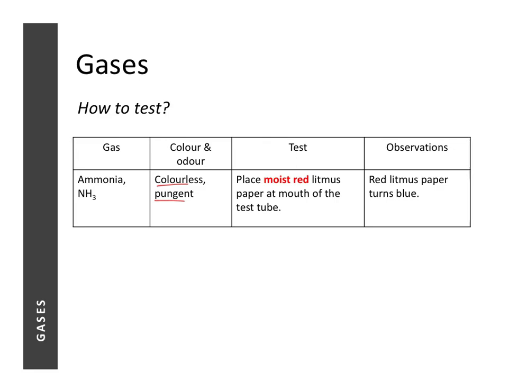We put a piece of moist red litmus paper at the mouth of the test tube, and then the red litmus paper will turn blue. Now, why would we need to moisten the litmus paper? If you can recall in the topic of acids and bases, for an acid to exhibit characteristics of an acid, it must first be dissolved in water. For an alkali to display characteristics of an alkali, it must be first dissolved in water as well. Alright, so we need to moisten the litmus paper so that the ammonia gas can dissolve in it to produce hydroxide ions.